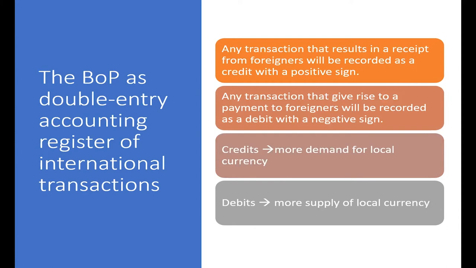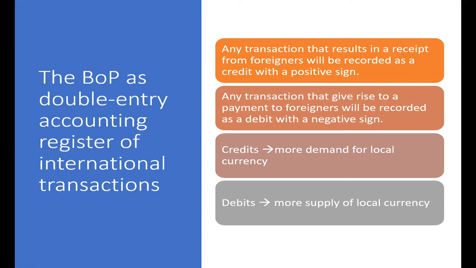So the balance of payment, if you have done a bit of accounting or not, that's fine, can be thought of as a double entry accounting register of international transactions. That's what we call the balance of payment. Basically every transaction that the country enters into with the rest of the world can be captured within the context of the balance of payment. So any transaction that results in a receipt from foreigners, as I explained before, will be recorded as a credit and will have a positive sign. So usually you think of it as a ledger, okay?